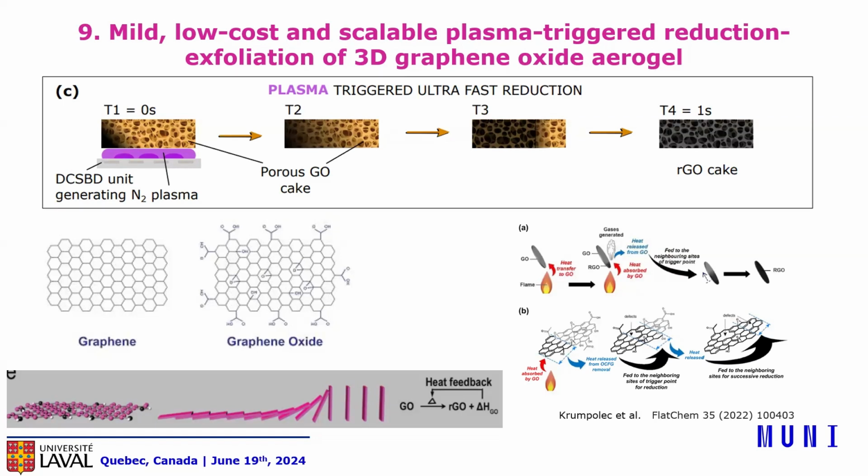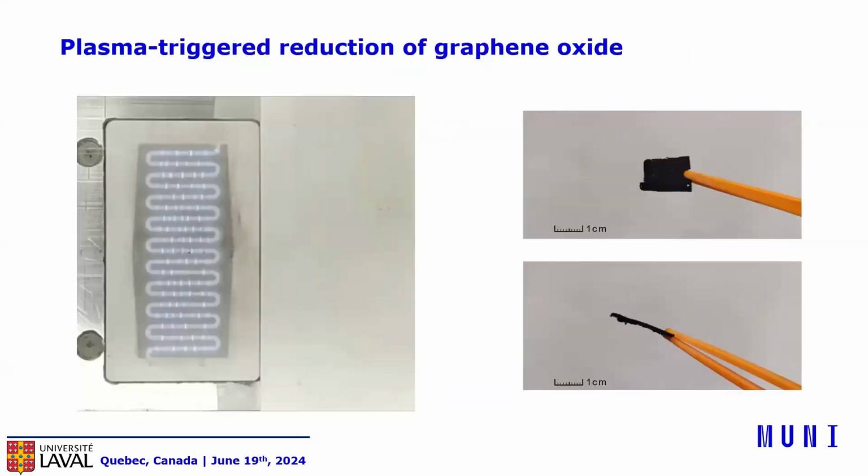And when we expose this material to the plasma of coplanar discharge, we initiate very fast reduction. So you can see that in a time shorter than 1 second, we can prepare a reduced graphene oxide cake. The theory which we try to explain is based on something like a domino theory, and it was published in this paper, if somebody is interested. But I can show you in this real movie how fast this reduction can be.